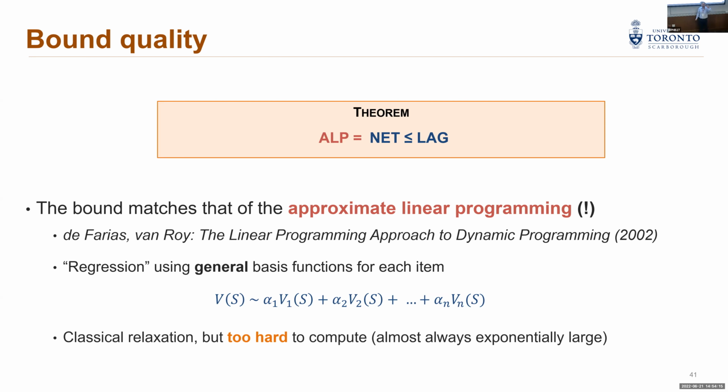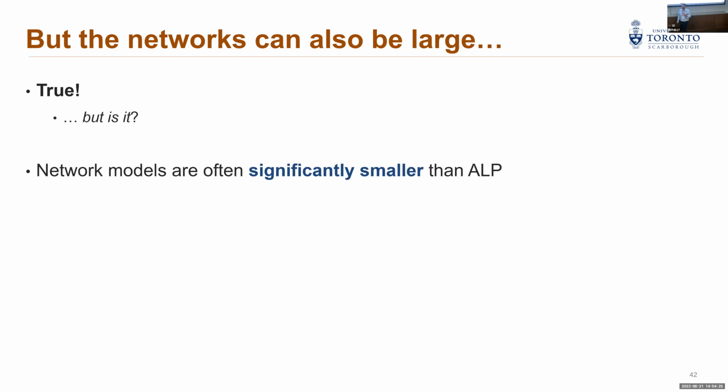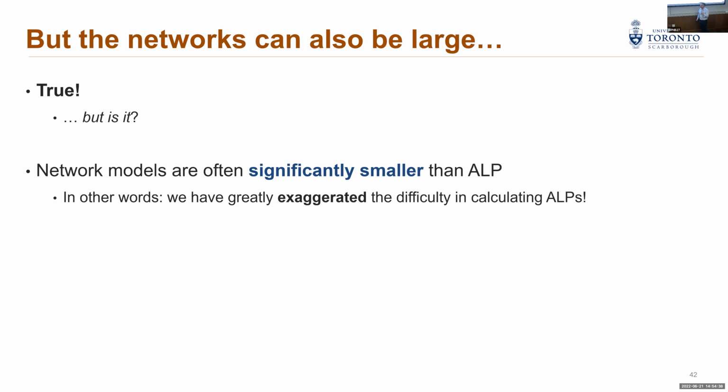And it makes sense because the network is additive, right? You're adding the values as you go through the path. The networks can also be large, that is absolutely true, but they're often much smaller than the ALP, much smaller. People were only able to solve small problems with ALP, but these networks do better than that. And what we learned is that we have been greatly exaggerating the difficulty in calculating these approximate linear programming bounds.